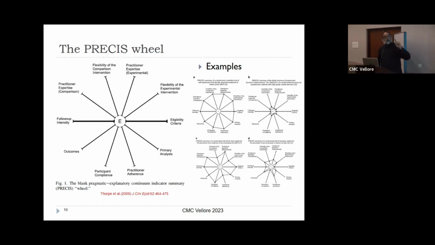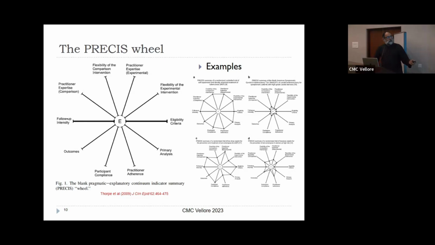and judge the design of your trial based on how much it requires for flexibility of the experimental intervention. How rigorous is that requirement? Or the comparison intervention. How flexible is that? Is it so rigorous that it cannot be flexible? So you have this, the explanatory center is here, and as you go out, you have increased flexibility, and you're more rigorous in the center, you're more flexible here. How much expertise do you require in the experimental intervention or expertise in the comparison one? Do you require a lot or less expertise? So you're more flexible as you go outside.